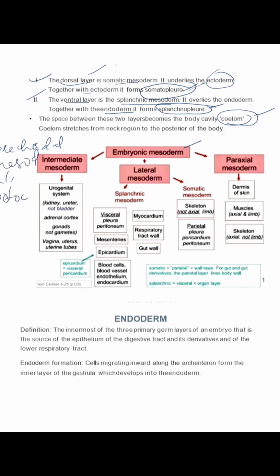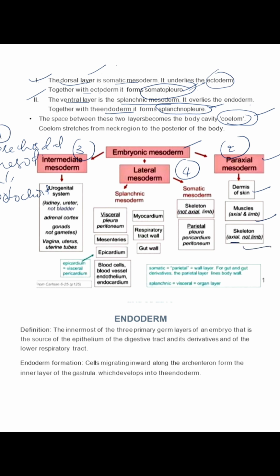Notochord. Okay. Now we are studying about the paraxial, the second one. This is the first one, and this is the second one, and this is the third one, and this is the fourth one. Okay. Paraxial mesoderm. The paraxial mesoderm will form the dermis of the skin, the muscles, that is axial muscles, axial limb muscles, and limb muscles. Okay. Now skeletal. Okay, not the limb, the skeletal, axial skeleton.